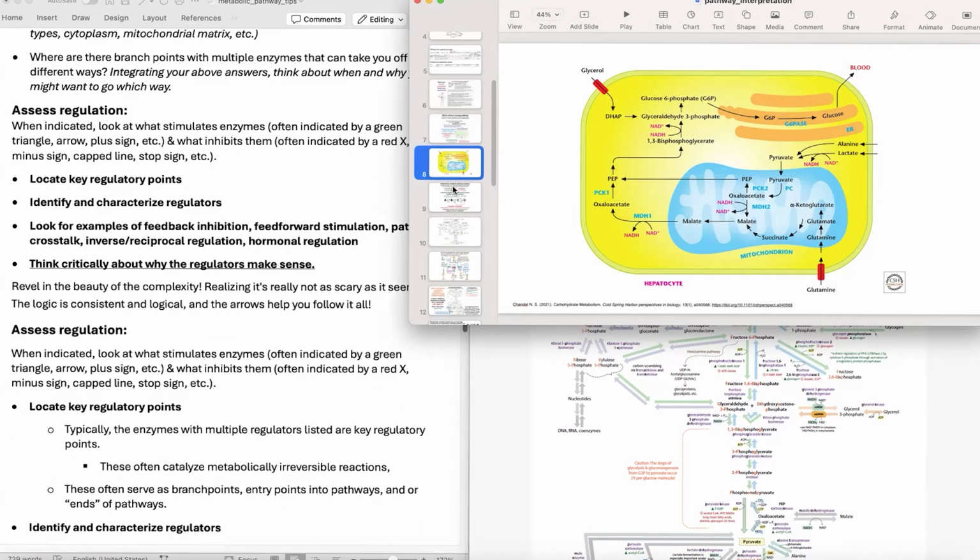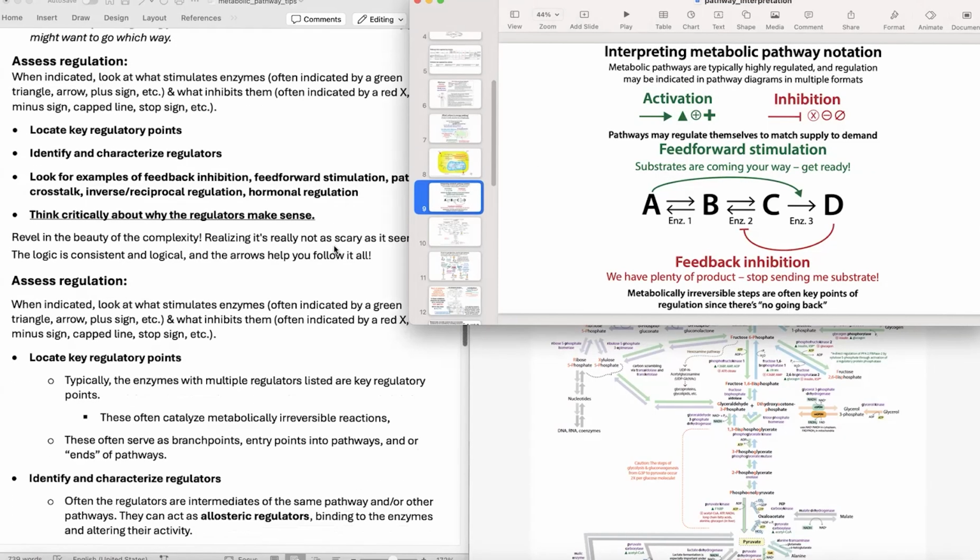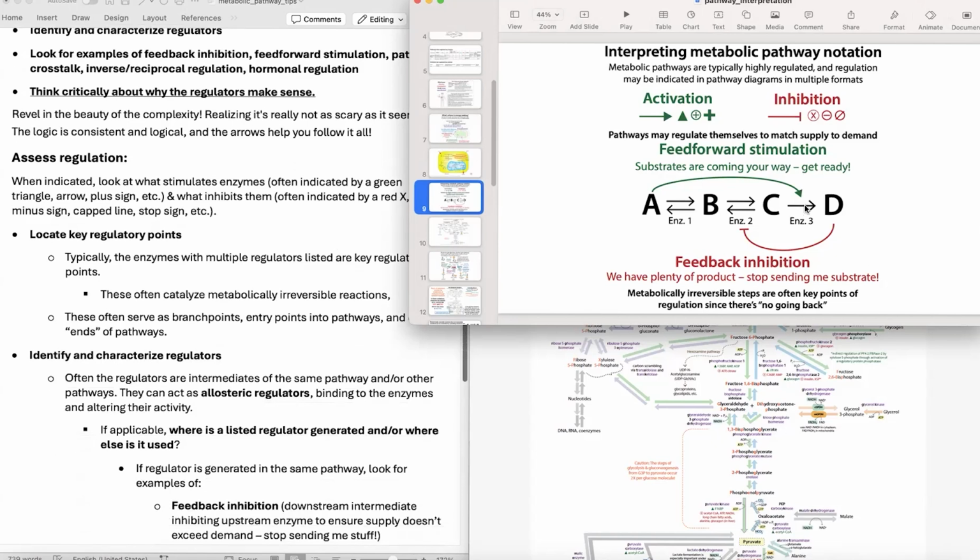And now regulation. So some of the other key information that you can get from one of these pathway charts is the regulators. And so again, for activation, there's different ways that you might see this. You see arrows, you see triangles, plus signs, green. Inhibition, you might see things in red. You might see kind of this T on its side, an X, kind of like these railroady looking symbols. All these things are indicating inhibition. And there are different kinds of activation and different kinds of inhibition. And they're often going to be acting on those metabolically irreversible steps.